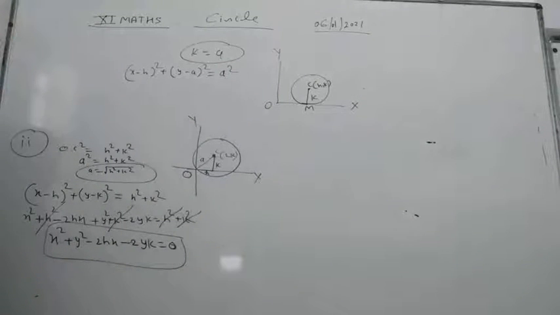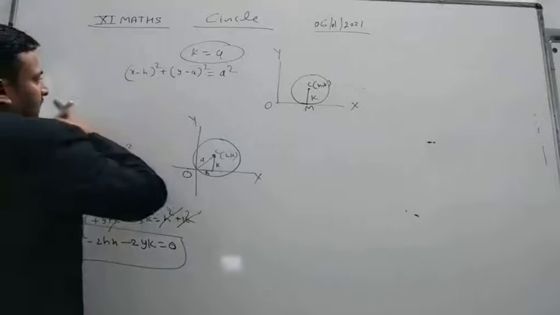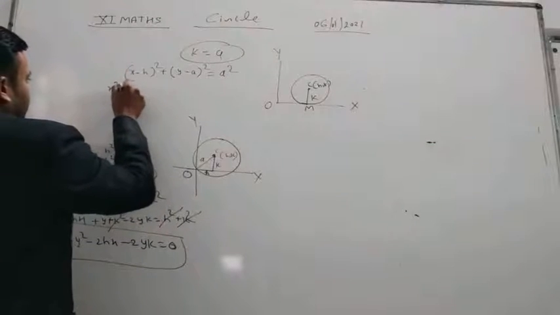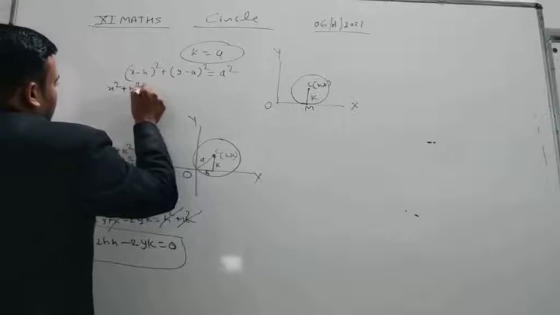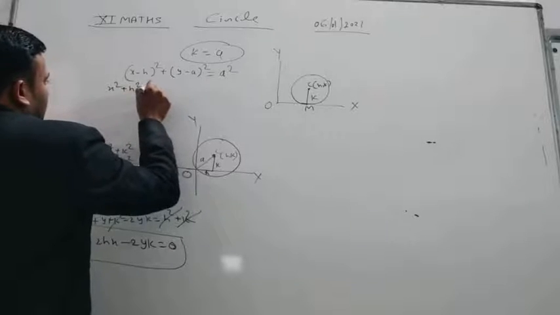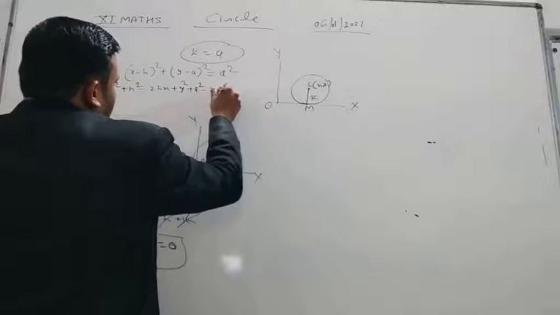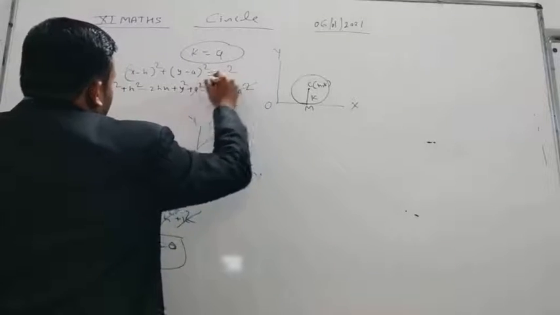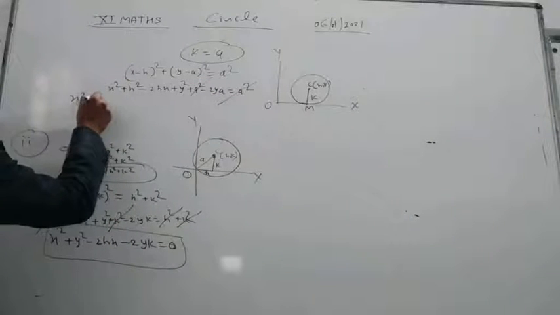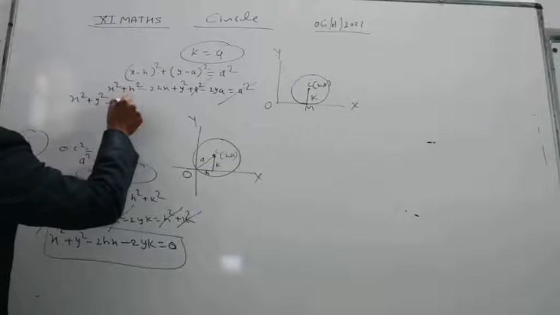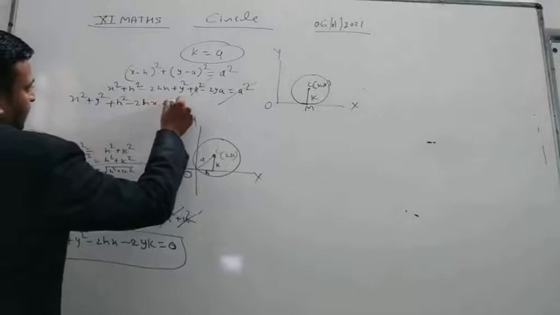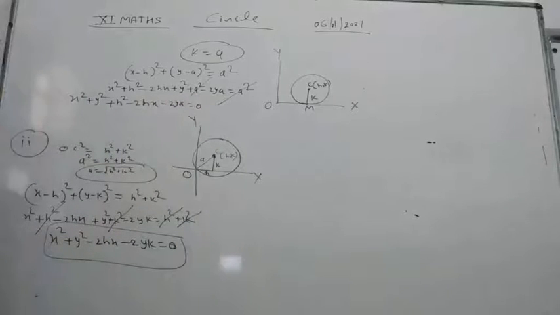a square. Our equation of circle will be this, and when we expand this, we get x square plus h square minus 2hx plus y square plus a square minus 2ya is equal to a square. This will be cancelled, and the equation of circle will be x square plus y square plus h square minus 2hx minus 2ya is equal to 0. Okay, student.